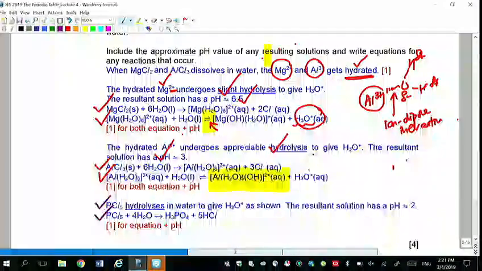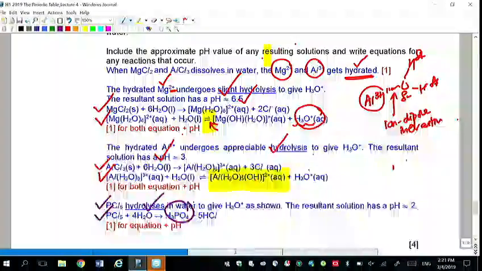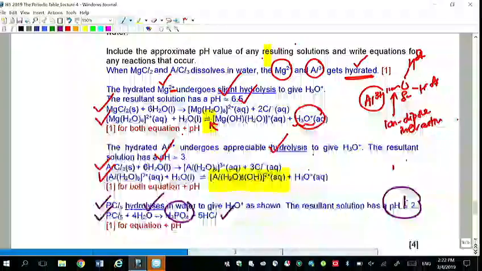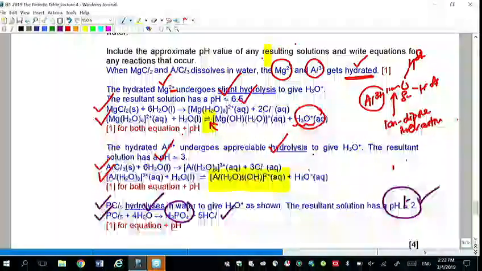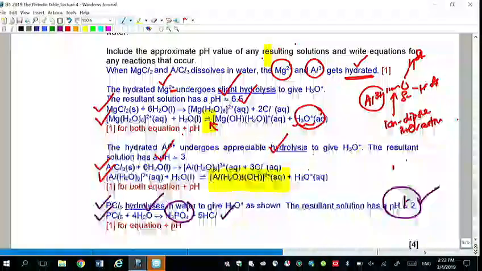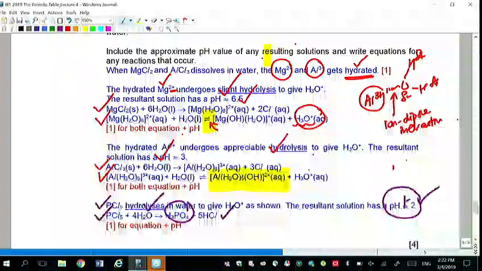PCl5 undergoes hydrolysis to form H3PO4 and HCl. pH 1 to 2 accepted. Okay, check. Generally, if you dissolve your period 3 chlorides in water, the pH should be less than 7 and below. Remember the graph that we have sketched out. The pH of the solution would be 7 and below. Take note.